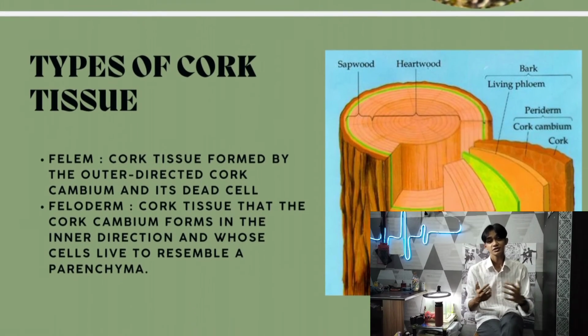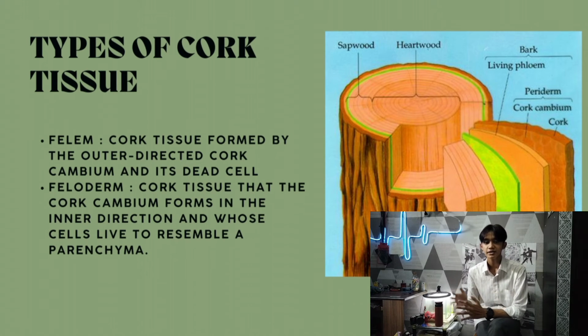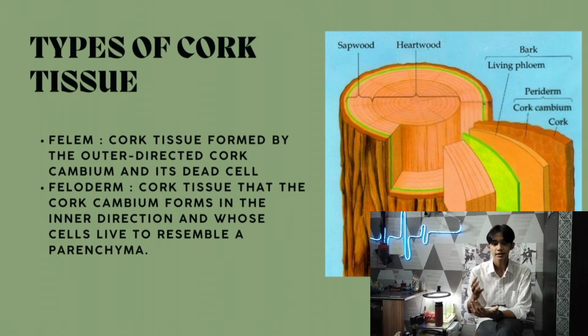Types of cork tissue. First, phellem. Phellem cork tissue is formed by the cork cambium in the outer direction and its cells are dead. And phelloderm cork tissue is formed by the cork cambium in the inner direction and its cells are alive, resembling parenchyma.